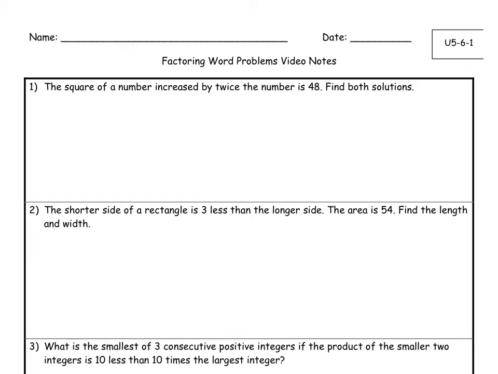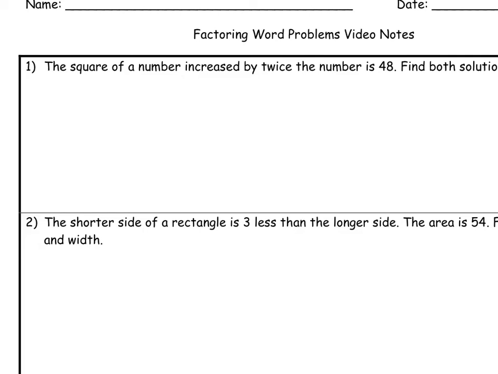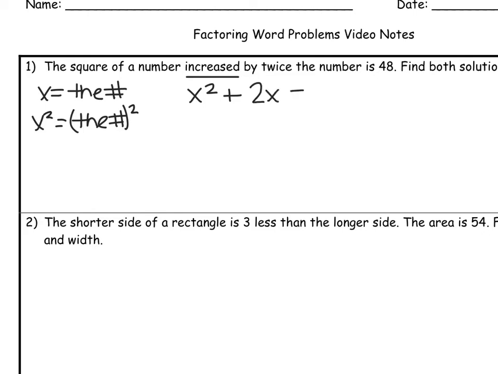So with any word problem, the first thing we want to do is define our variables. So let's read the problem first. The square of a number increased by twice the number is 48. So we're going to let x equal the number, we don't know what it is, and then x squared is the number squared. So the square of a number, which is x squared, increased by twice the number is 48.